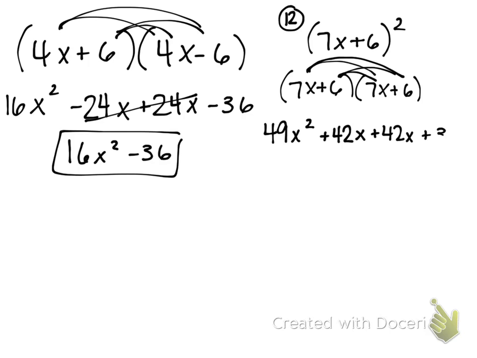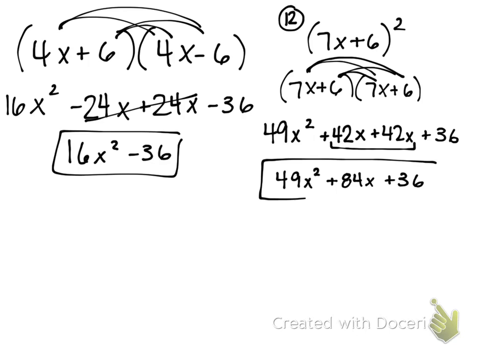36. Very good. Now, don't just assume, oh, because they have the same number in the middle, they cancel out. No, look at their signs. What is 42x plus 42x? 84. So we're going to have 49x squared plus 84x plus 36. And that would be our answer for number 12.